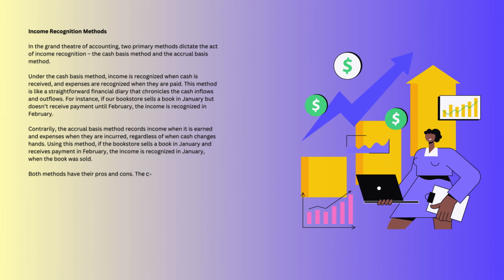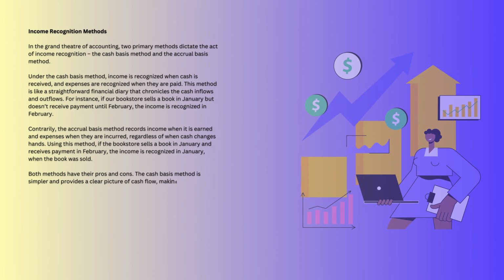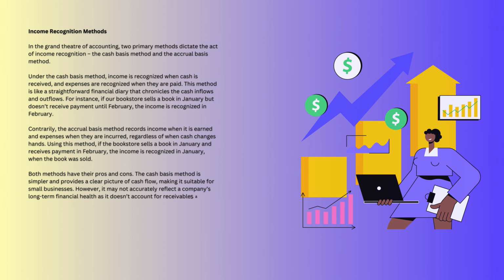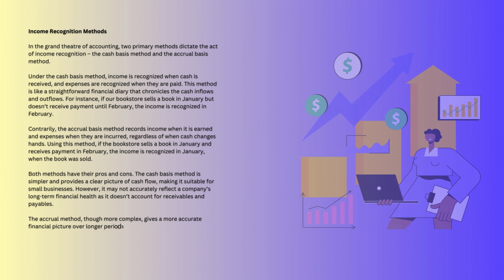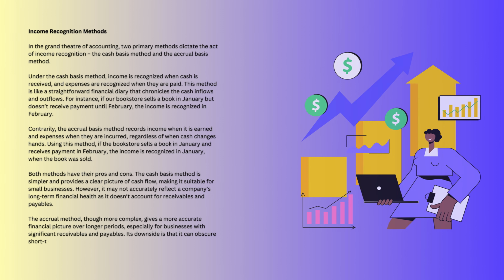Both methods have their pros and cons. The cash basis method is simpler and provides a clear picture of cash flow, making it suitable for small businesses. However, it may not accurately reflect a company's long-term financial health as it doesn't account for receivables and payables. The accrual method, though more complex, gives a more accurate financial picture over longer periods, especially for businesses with significant receivables and payables. Its downside is that it can obscure short-term cash flow, which can be problematic for businesses with tight cash situations.